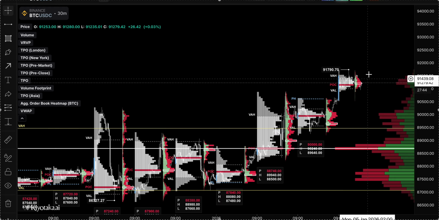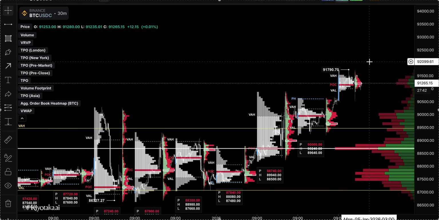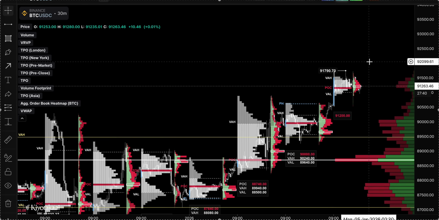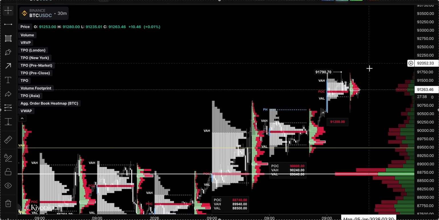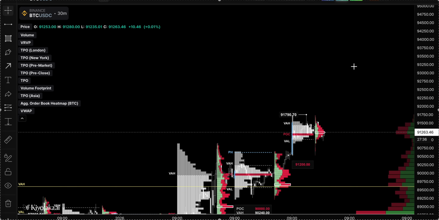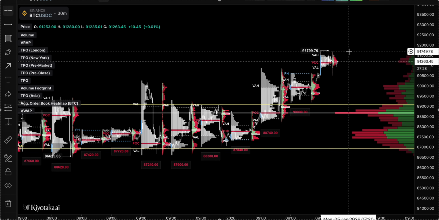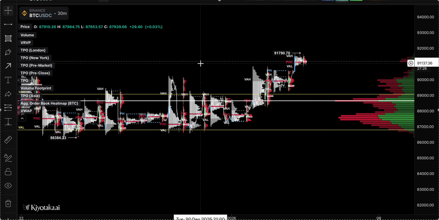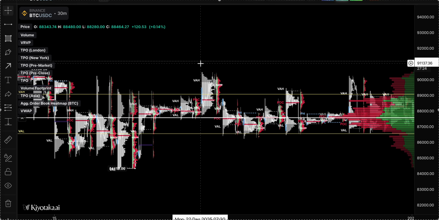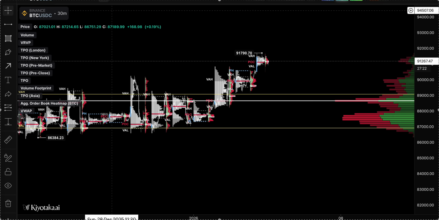So if we continue with this uptrend, then stay focused around this area. Okay, that's what I would do. That's what I would do. You're free to do whatever you want. This is my take on the matter.